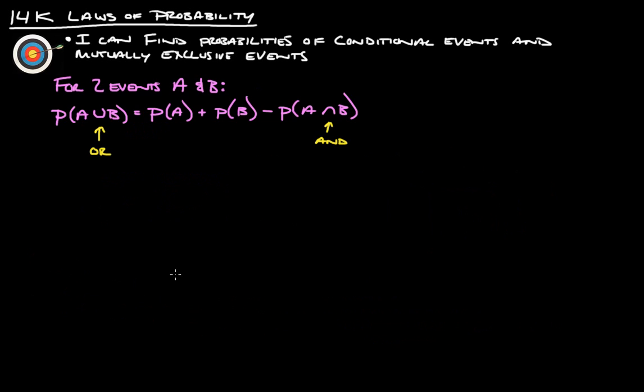For two events A and B, the probability of A union B is really the same thing as or. Union means or. And then A union B is the probability of A plus the probability of B minus the probability of A intersect B, which means A and B has to happen. So this can be either or, and this will be both of them together.